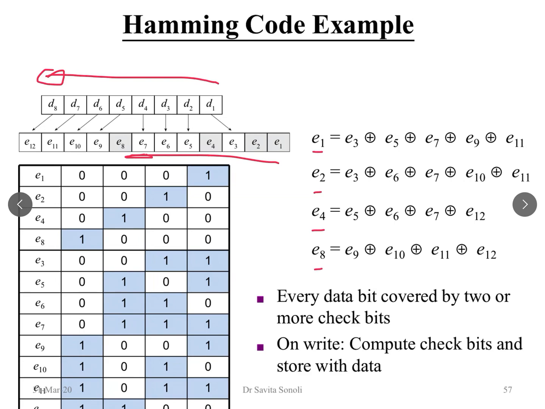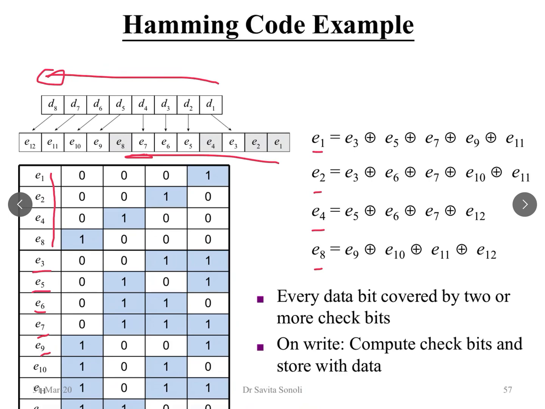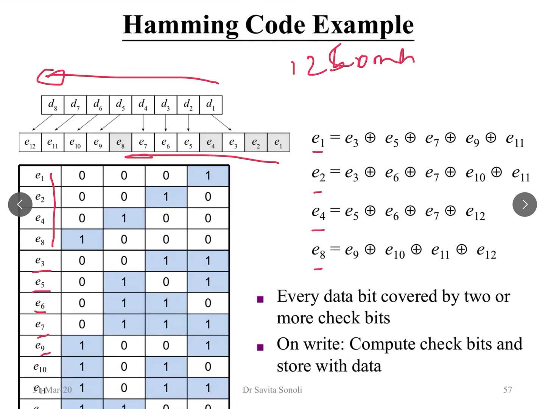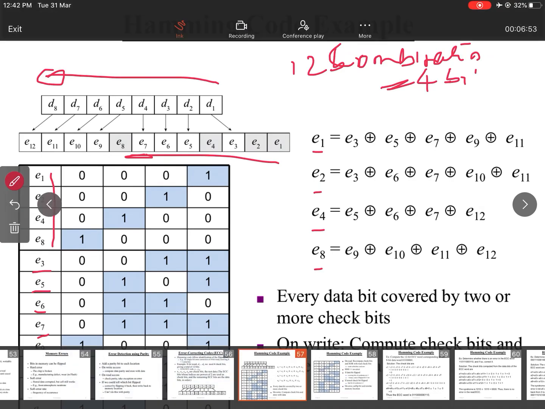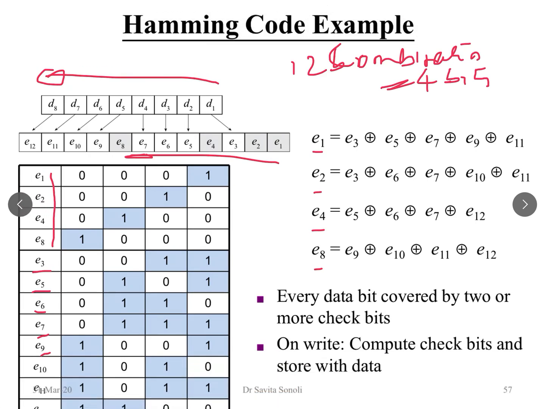What is being done? First I have written E1, E2, E4 and E8, and the remaining bits are E3, E5, E6, E7, E9, E10, E11 and E12. So total 12 are there. So 12 combinations. How many bits do we need to represent them? We need 4 bits to represent them. So that's why you can observe here E1, 1 is what?